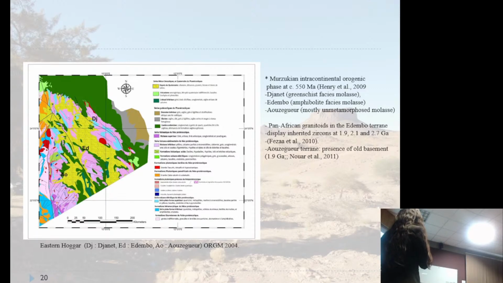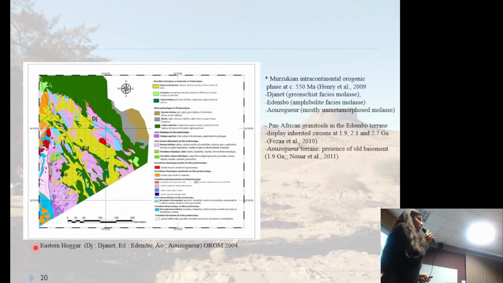So you have Dounet here, which is a greenschist facies molasse. Then you have Idembo here, amphibolite. But the closer you get to this huge shear zone that we have here, the more it is mostly metamorphosed molasse. And it's in this sense that it's quite interesting. But it is quite far, even farther than the center.